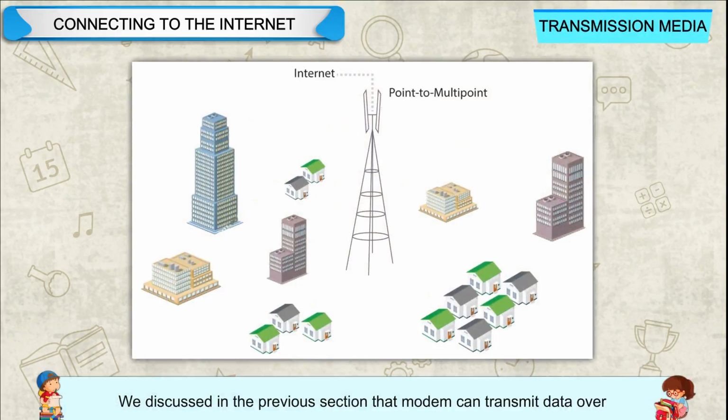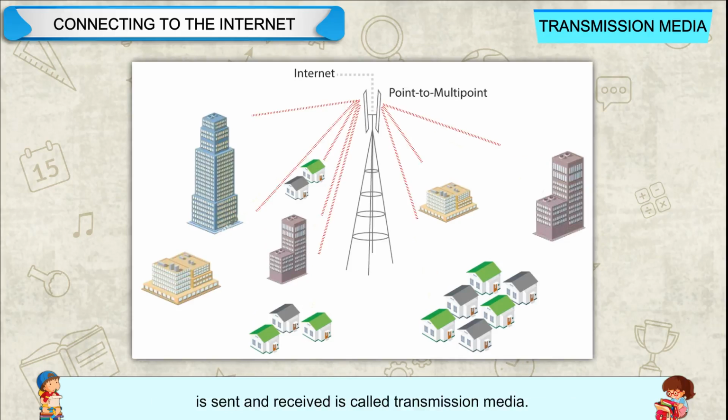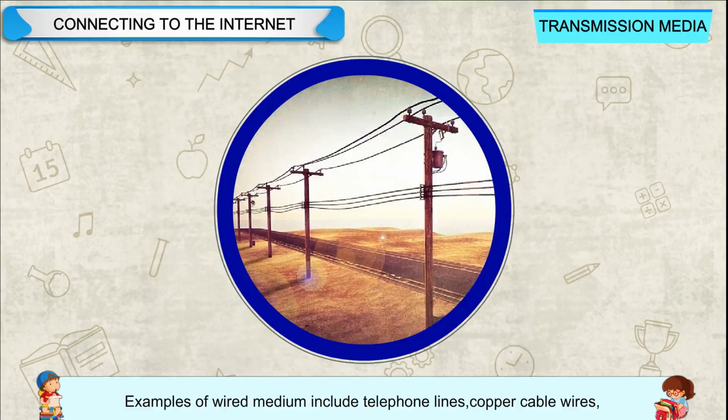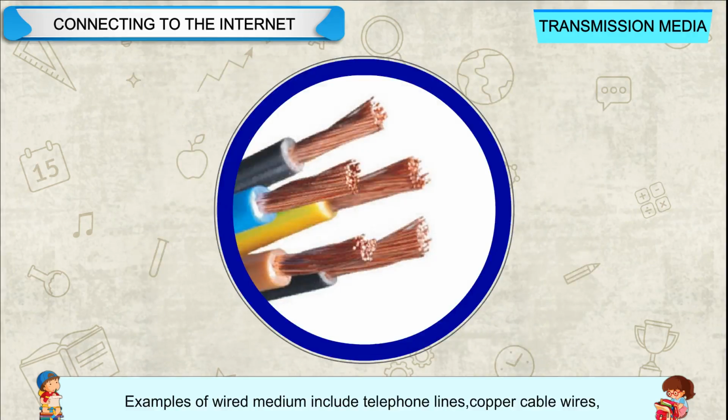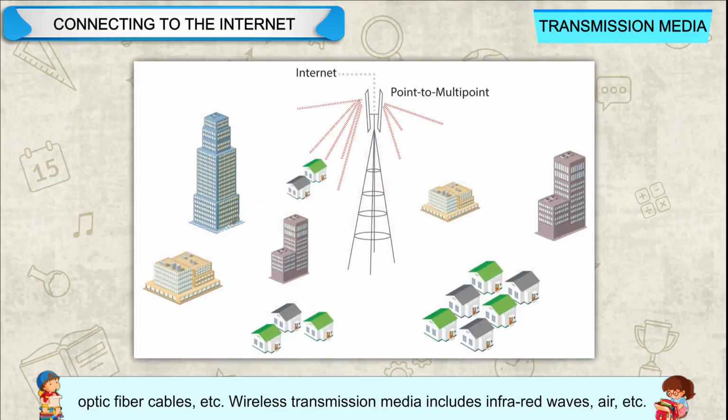Transmission media. We discussed in the previous section that modem can transmit data over a wire or wirelessly. The medium over which data or information is sent and received is called transmission media. The transmission media may be wired or wireless. Examples of wired medium include telephone lines, copper cable wires, optic fiber cables, etc. Wireless transmission media includes infrared waves, air, etc.